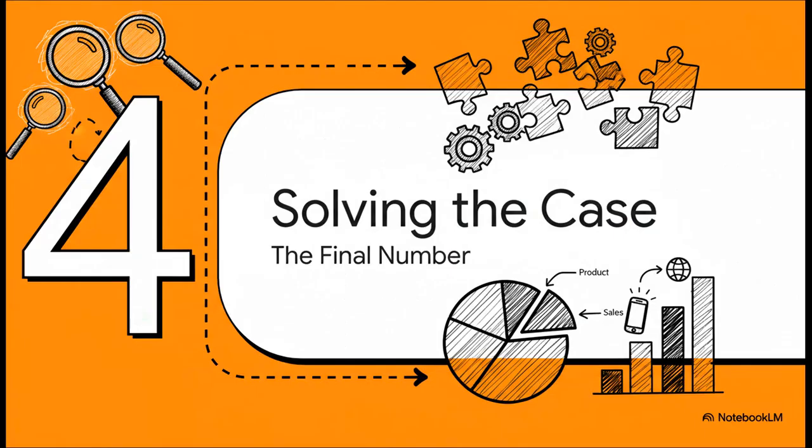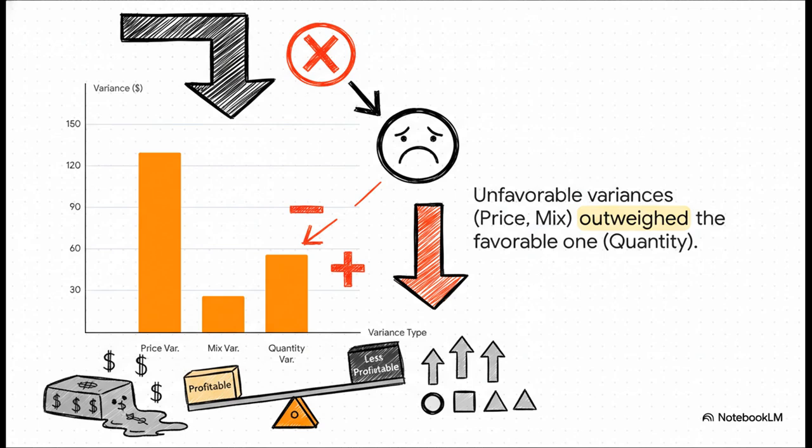All right, we've broken down all the components, we have all the clues. Now it's time to put all the pieces back together and see the complete story of what really happened in our multi-product company. And here it is. The company had a total unfavorable variance of $100. And now we know exactly why. They had an unfavorable price variance of $130, mostly from discounting their metal product. They had an unfavorable mix variance of $26 because they sold a less profitable combination of products. And those two negatives were only partially canceled out by a favorable quantity variance of $56 from selling more units overall. The story is now crystal clear.